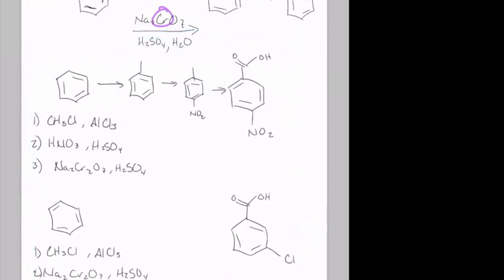Can you see it now? Okay. And then I can put on my chlorine, right? So again, the point being is here, I need to direct to the ortho/para position, so I'm going to use my methyl group to do so. Here, I need to direct to the meta position, so I'm going to oxidize before I add that, because I can use my electron withdrawing carboxylic acid group to do that meta directing.